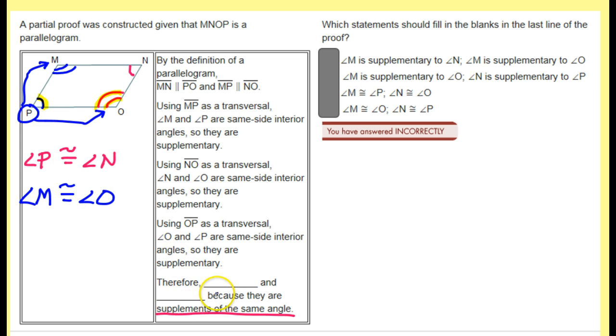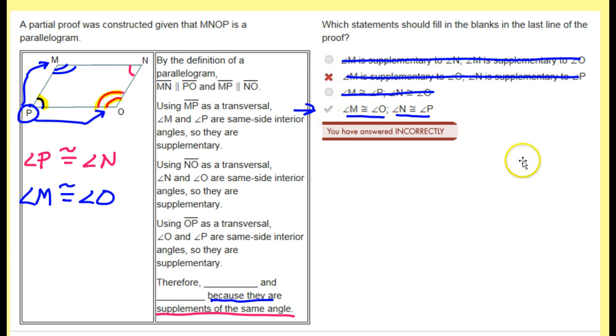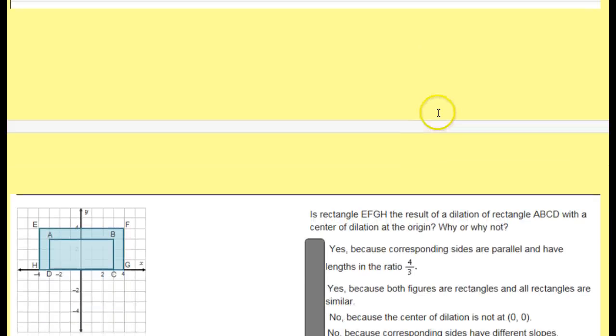So I think these are the two statements that would fit here, and we know that because of the whole supplements of the same angle business. So we're not talking about these up here. It's these down here. So we want P congruent to N, which I see right here, and we want M congruent to O, which is right here. So I think the bottom one will be the answer. Boom! Awesome sauce.